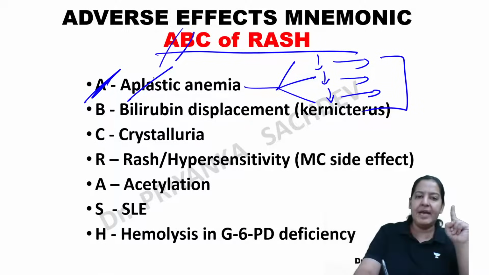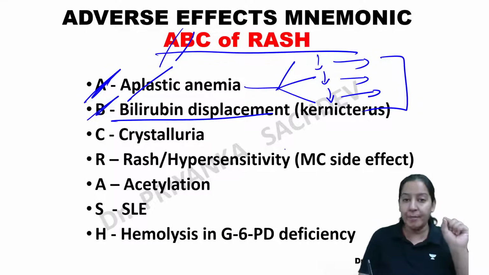The second, B, the B of ABC. B stands for bilirubin displacement. Normally in the blood, bilirubin is bound with albumin, right?